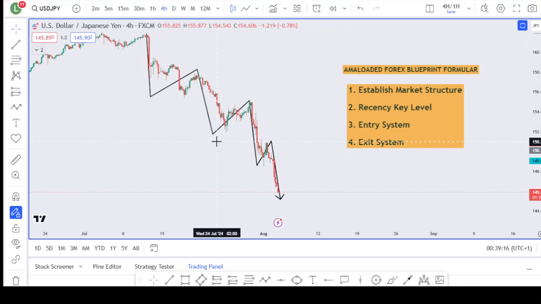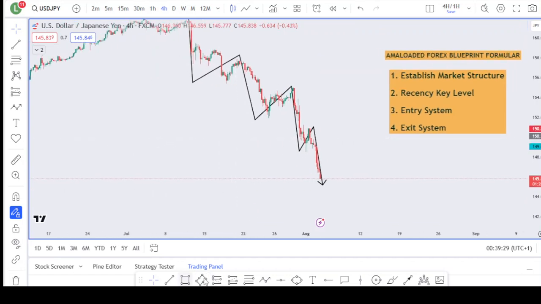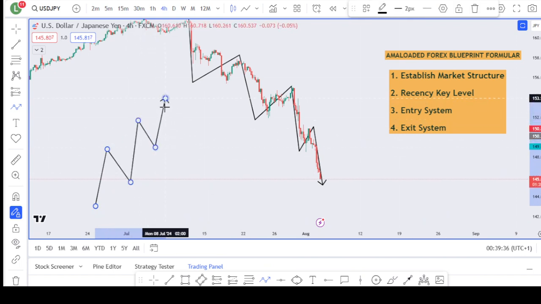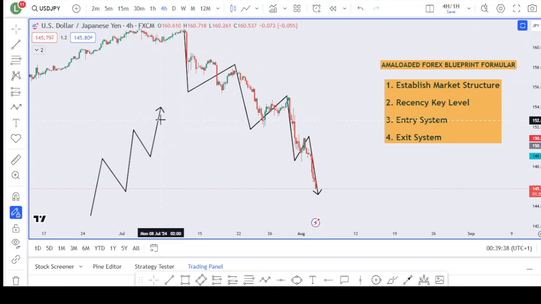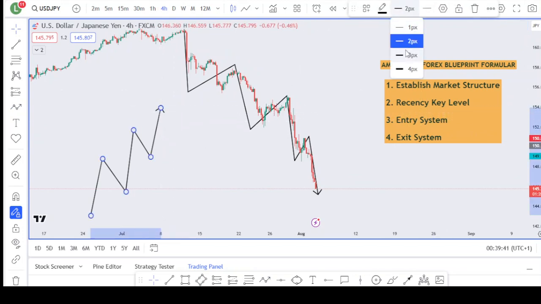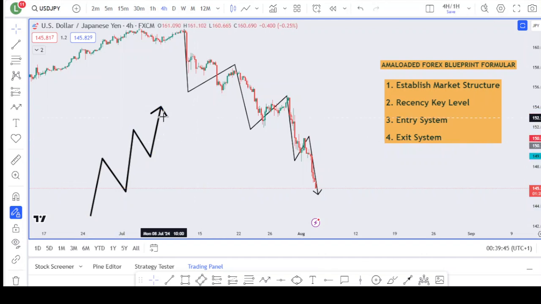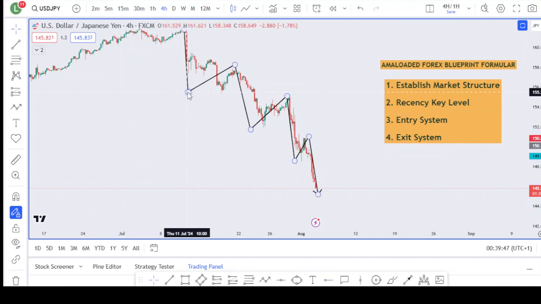You don't need to stress yourself. Whenever you find this particular pattern, just keep on looking for sell opportunity. Or whenever price is forming this pattern, higher high, higher low, higher high, higher low, higher high, that is a sign that the buyers are the ones ruling the market. And what you have to do as a professional price action trader is to keep on looking for buy opportunity in the market.